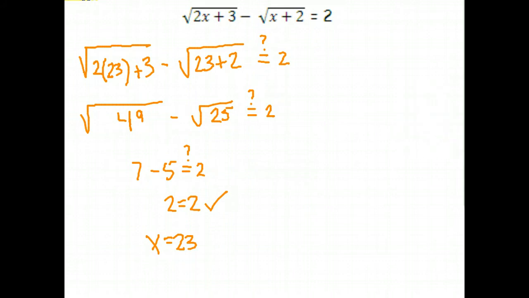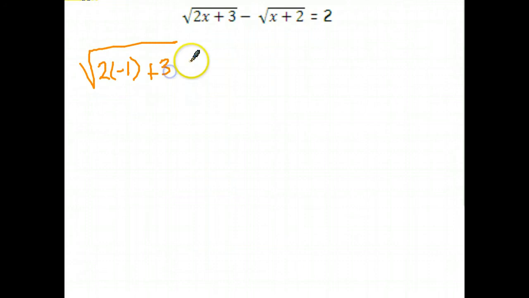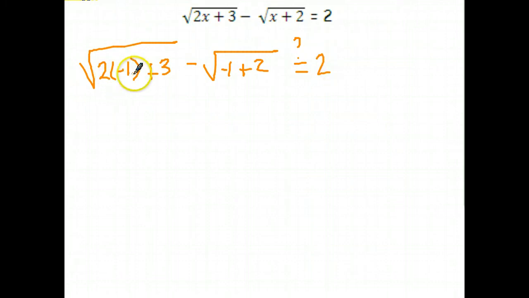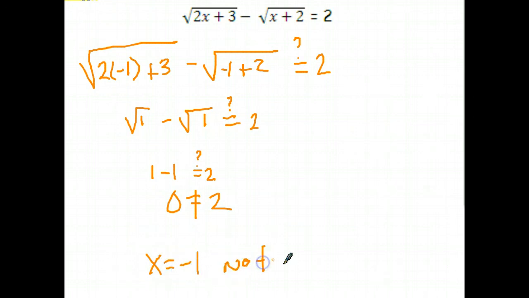Now the second thing we're going to do is check to see if negative 1 works. So we're going to plug negative 1 in because that was our other answer. So we have the square root of 2 times negative 1 plus 3 minus the square root of negative 1 plus 2. Is that equal to 2? So this is negative 2 plus 3 is 1. So we have the square root of 1 minus the square root of 1. Is that equal to 2? Well, we get 1 minus 1, which is 0. Is that equal to 2? We get 0 is not equal to 2. So we know that x equals negative 1 is not a solution.